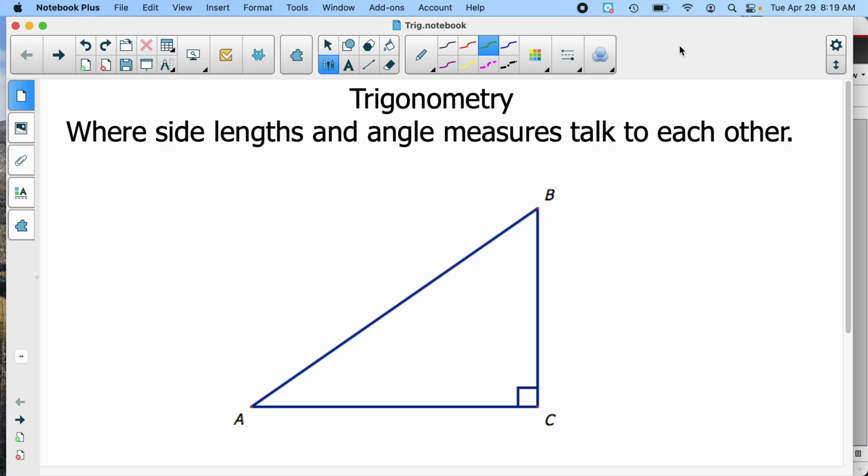Sides and angles of triangles. They don't talk to each other. Today they do. The unit that we're studying is called trigonometry. It relates side lengths and angle measures in right triangles.